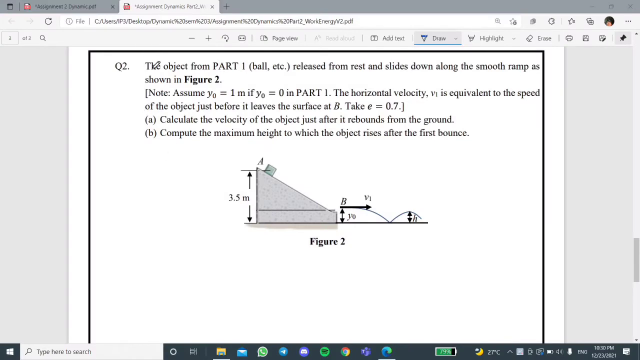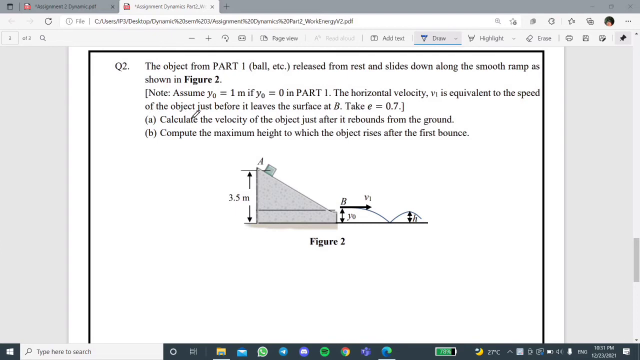For question 2, the object from part 1 is released from rest and slides down along the smooth ramp as shown in figure 2. The note is to assume y naught equal to 1 meter. If in assignment 1 we got y naught equal to 0, then in this question we use y naught equal to 1 meter.